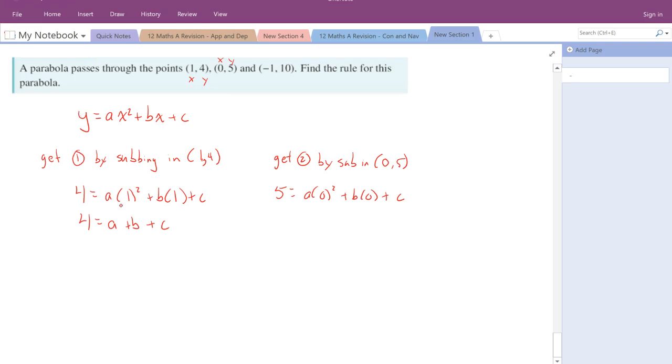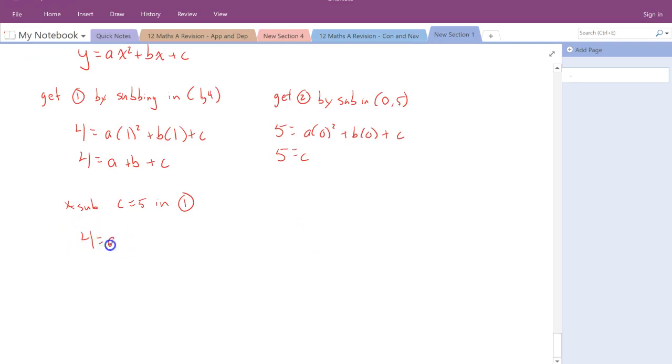Okay, sorry guys, I was going to pause and redo it, but it doesn't really matter because now we've got 5 equals c. So what I can do now is sub c equals 5 into 1. Now I've got 4 equals a plus b plus 5. I'm going to subtract 5 from both sides, so I have a plus b equals negative 1. I'm going to call that 1b.